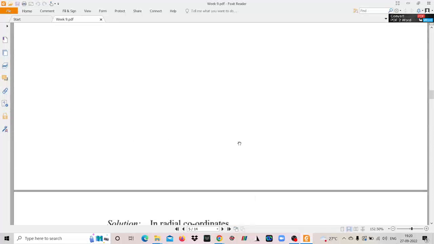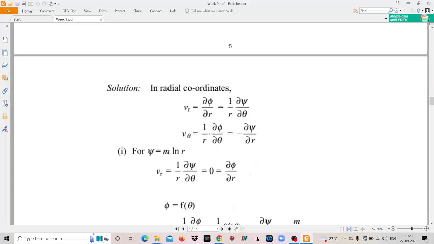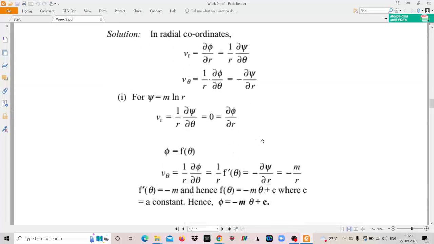Here the expressions of psi and phi are given in the radial coordinate system, and for the radial coordinate system, Vr is del phi by del r, V theta is 1 by r del phi by del theta, and Vr is 1 by r del psi by del theta, and V theta is minus of del psi by del r. So using this expression and following a similar procedure as we have done in question 1, you can get the value.